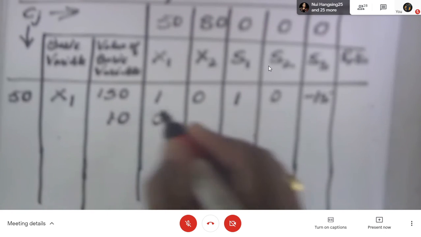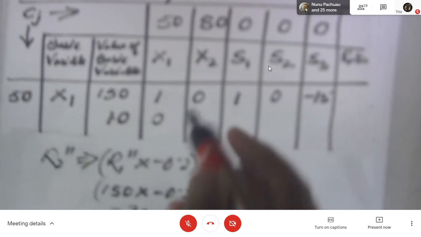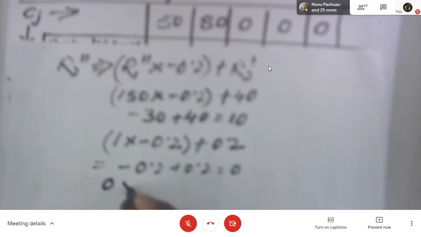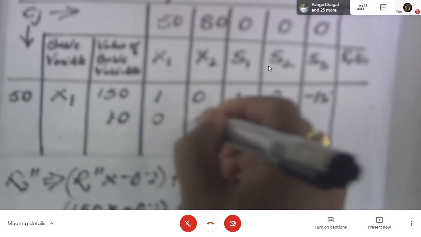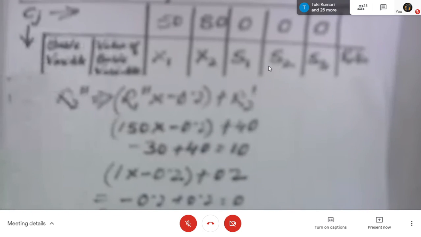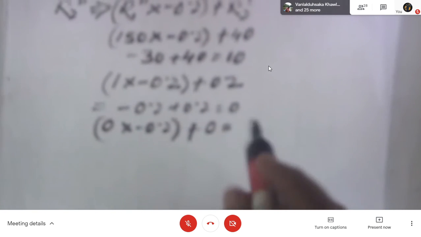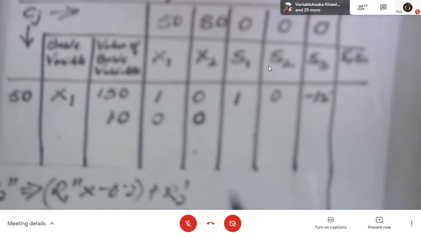And we wanted this 0. And here will be again the next one, 0 into minus 0.2 plus, what is the value out here in the earlier table? In the earlier table, the value is nothing but 0. So we put this value 0. So 0 into minus 0.2 plus 0 is equal to 0. So this one is also equal to 0.